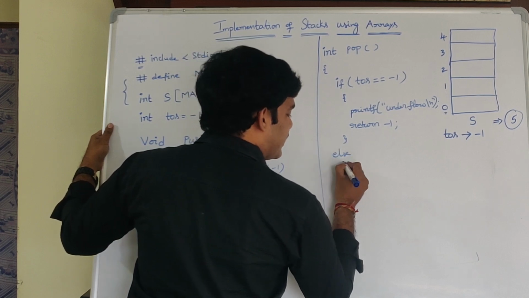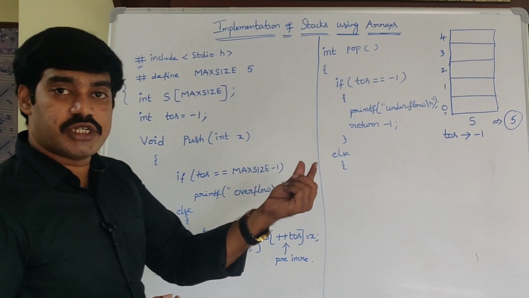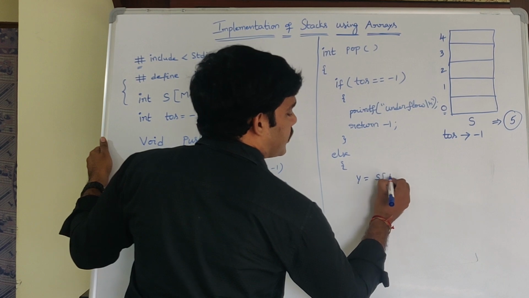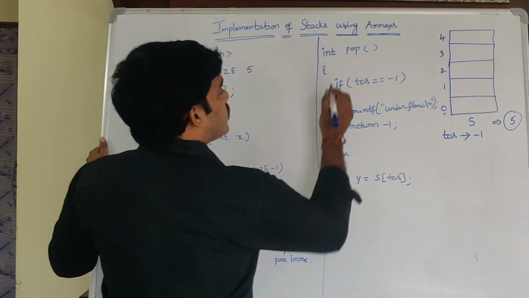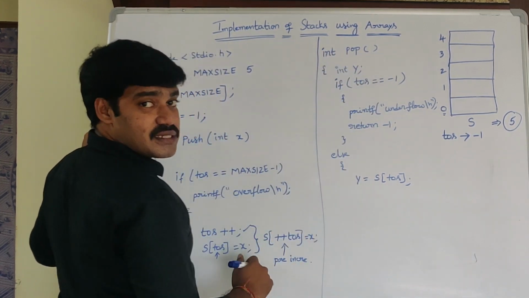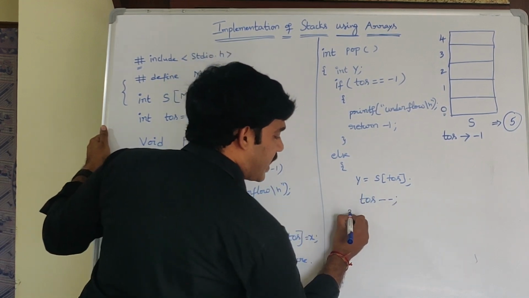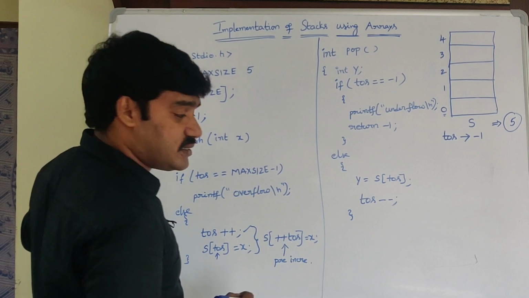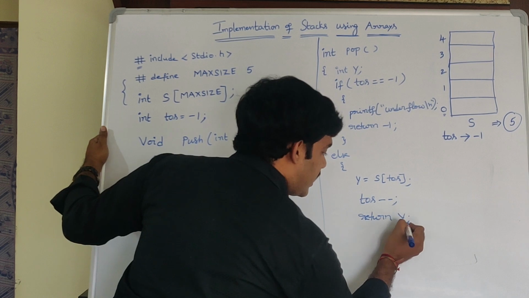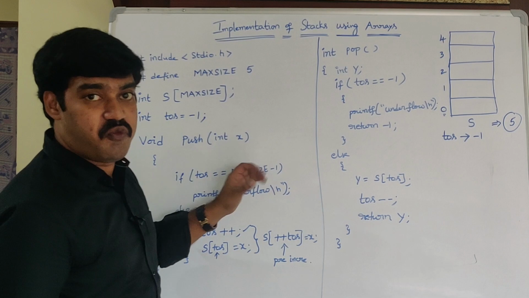Else, if the stack is not empty, which means it contains some elements, then move the topmost element to a temporary variable. So y is equal to S[TOS]. For that purpose declare one local variable, int y equal to S[TOS]. Next, after deleting the element, update the top of the stack pointer: TOS--. Next, return y, return the deleted element to the main function. So this is the implementation of the pop function.